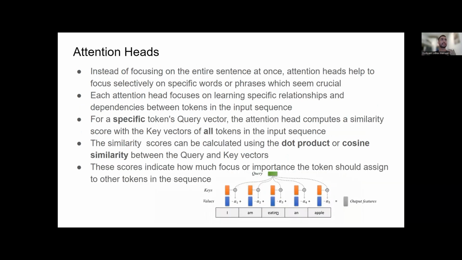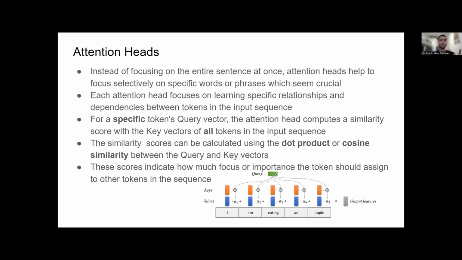Now, let's talk about attention heads. These are what makes the attention mechanism work. These are like the secret sauce that makes the attention mechanism even more powerful. So instead of tackling the entire sequence at once, attention heads selectively focus on specific words or phrases that are crucial for understanding the context.